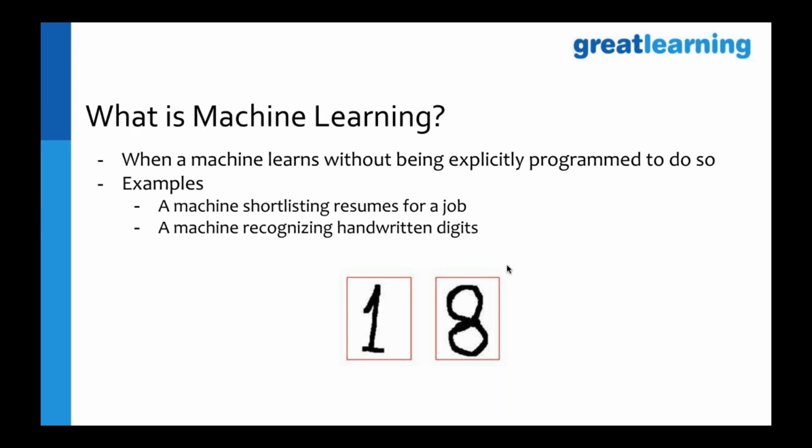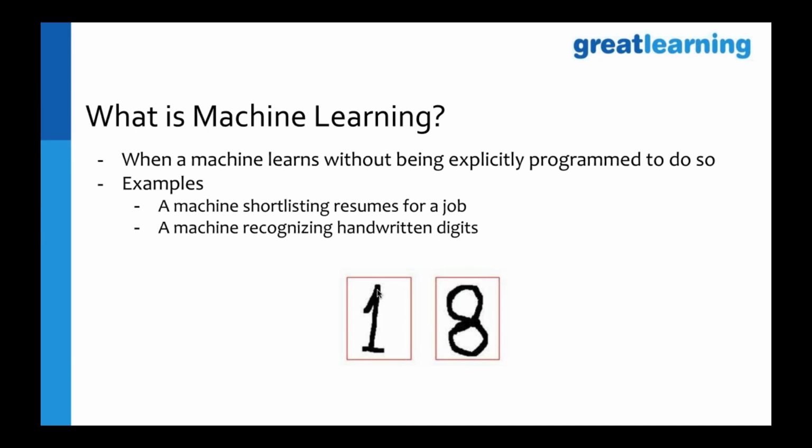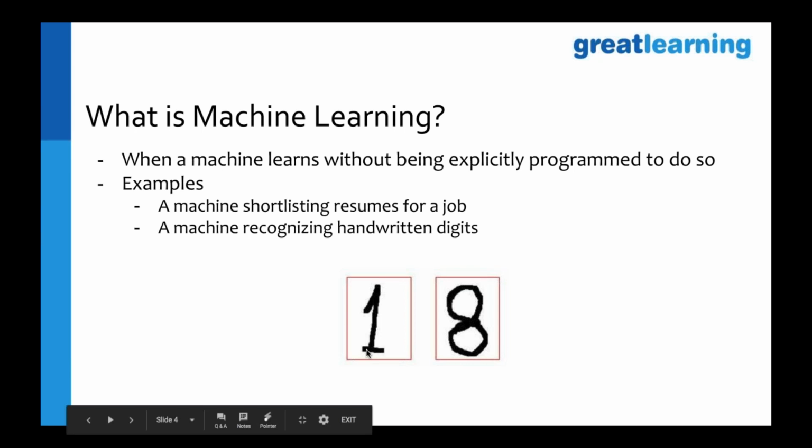Now, another example. Let's take an example where the machine is given the task of recognizing handwritten digits. You can see a couple of handwritten digits here, 1 and 8. Again, traditionally, the engineer will go ahead and write, okay, a 1 looks like this, meaning it will have a vertical line at the center of the image. At the end of the vertical line, there'll be a horizontal line, which will be of nearly equal length on the left and right.